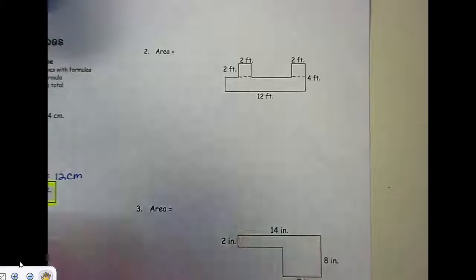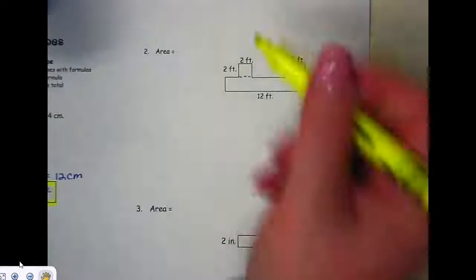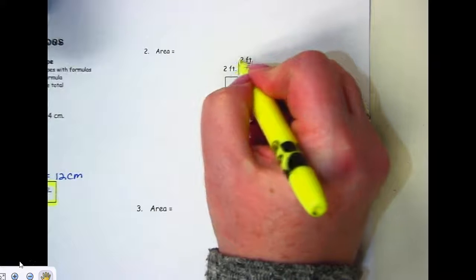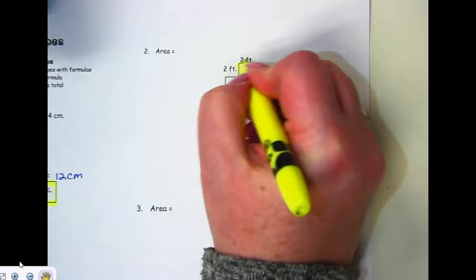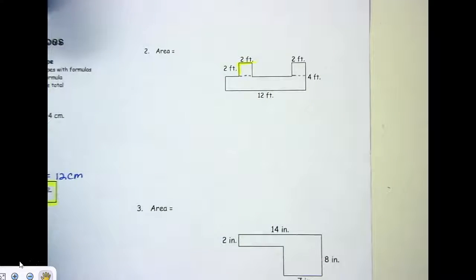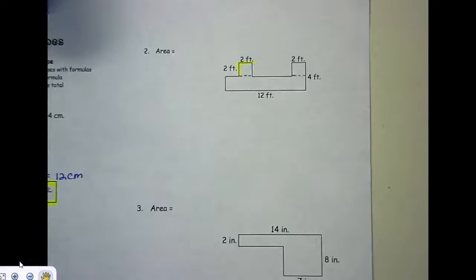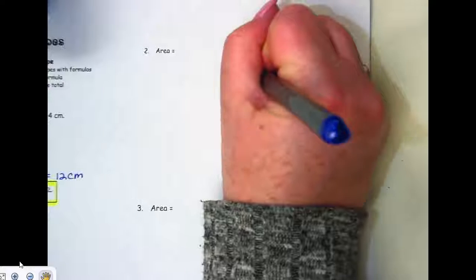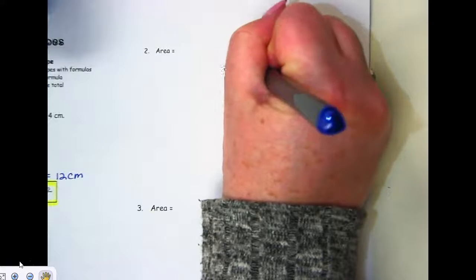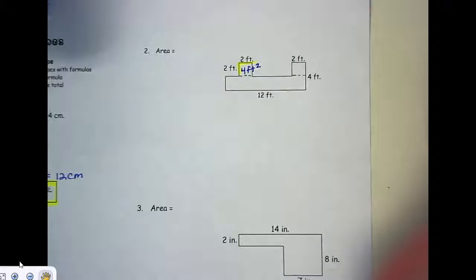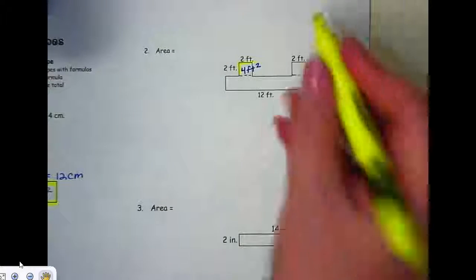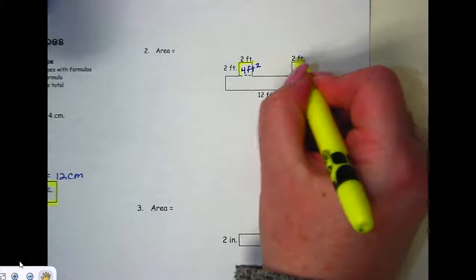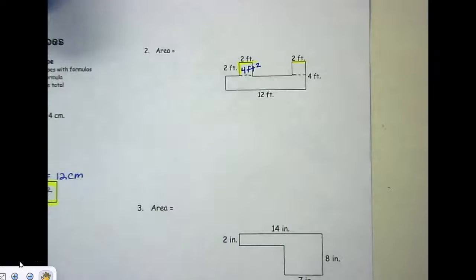So let's start with the squares up on the top. Base times height, what do we get? 2 times 2, and we get 4 feet squared. And over here, well, I see the 2 here. How do I know what the height of that one is?